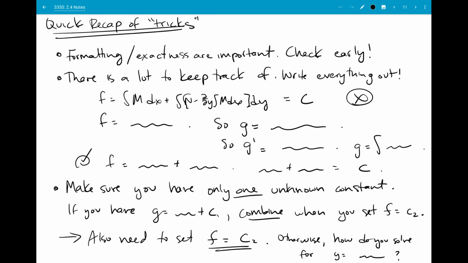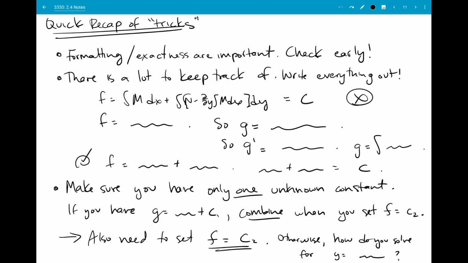And then since there was a little bit of time left, I talked about some things that I wanted to make sure were in a single place so that you wouldn't miss them. And so I said that making sure things are exact and in the proper form is important. Do that early so you don't have to repeat your entire problem. I said that there's a lot to keep track of in these problems, and it's not good to do it all in one line. So just write out all the steps the same way I do. F equals stuff, G equals stuff, so G prime equals stuff, and I integrate to find stuff, and so forth.